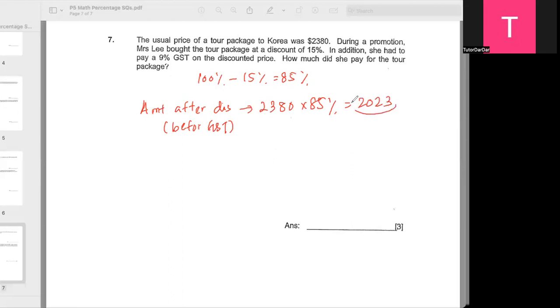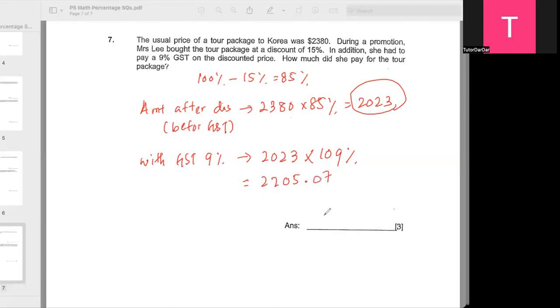Now, this amount with 9% GST, what do we do? For 2,023, this one becomes the new 100%. So adding 9% is going to be 109%. So 2,023 times 109%, you will straight away get 2,205.07. This is method 2. So $2,205.07. So choose whichever method you are comfortable with.